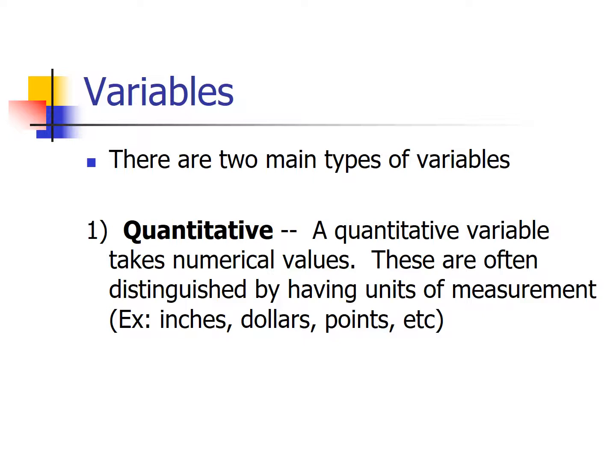These quantitative variables are often distinguished by having units of measurement, right? That's not always a perfect way of finding it out, but often it does work. So things like inches, things like dollars, things like points, these are units of measurement that might be paired up with quantitative variables. For instance, a quantitative variable might be the height of a randomly selected student. Another quantitative variable might be the salary of a randomly selected nurse. One other example might be the points on, say, a final of a randomly selected exam.